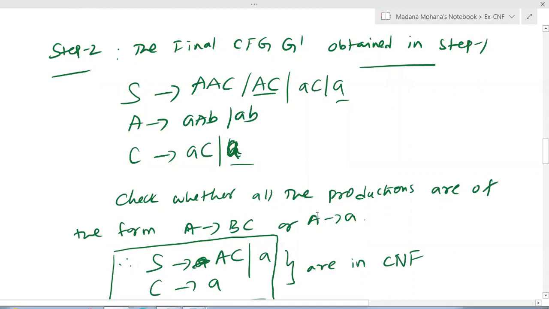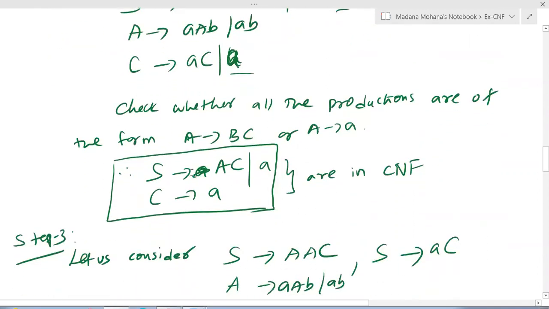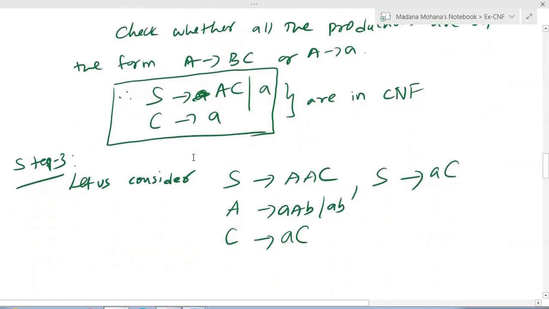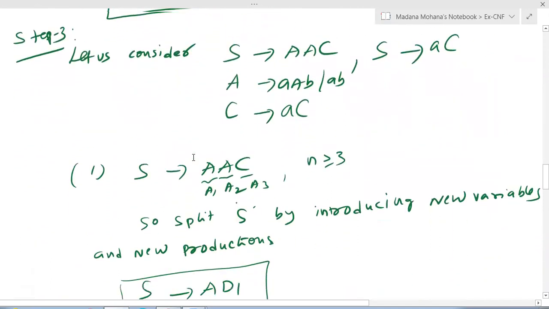That means the right-hand side has two variables or a single terminal. By checking these two conditions, only the two productions, that is S derives AC or A, and C derives A, are in CNF, but the others are not in CNF. For the other productions, you can proceed to step 3 and step 4.